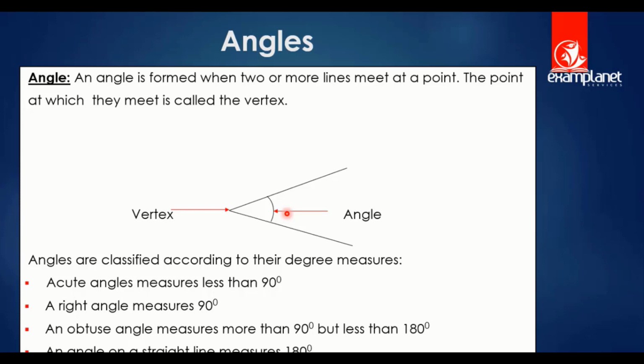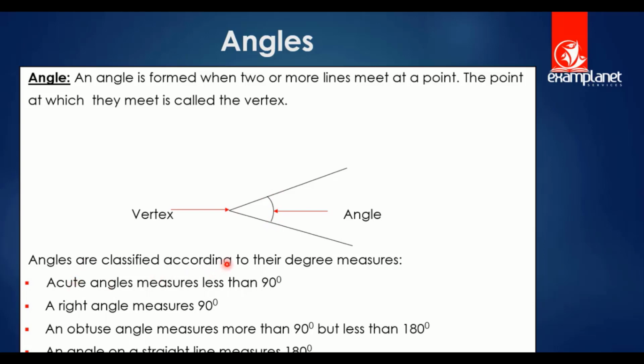Now let's talk about angles. An angle is formed when two or more lines meet at a point. Once a line meets another line, an angle is formed between them. The point at which they meet is called the vertex. For example, this is a line, and this is another line, and this is the angle between them. They meet at this point, so the point at which they meet is called the vertex of the angle.